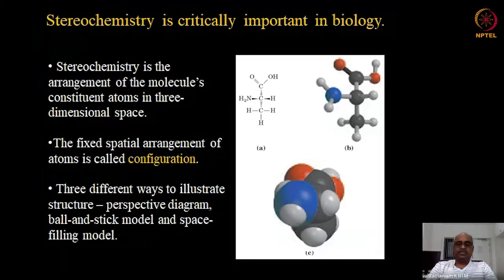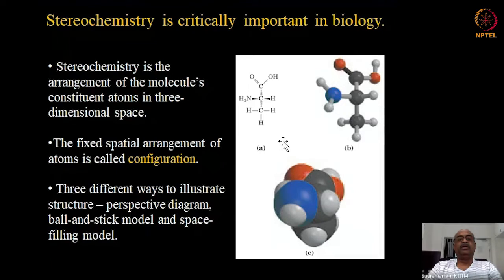And the arrangement of these atoms in a molecule, we represent in at least three major ways. One of them is the drawing that you see here, which we call the perspective diagram. The perspective diagram tells you what atoms are bonded to what other atoms, and also whether a given group is projecting in one direction compared to the other. For example, this hydrogen and this amino group are projecting forward. That is indicated by the dark arrow.